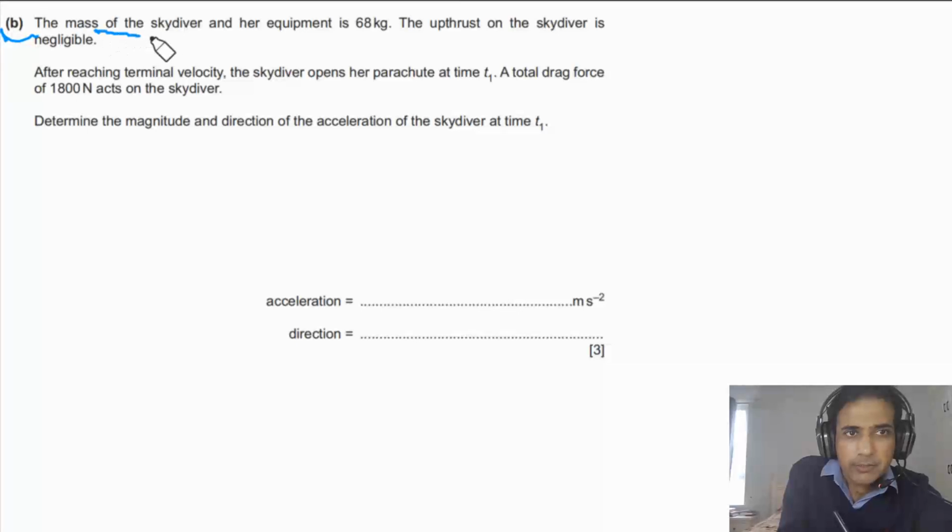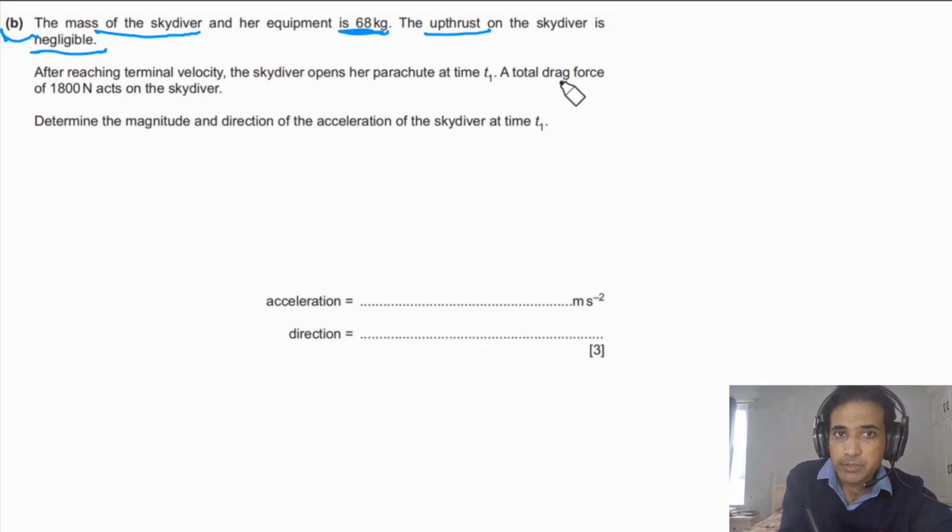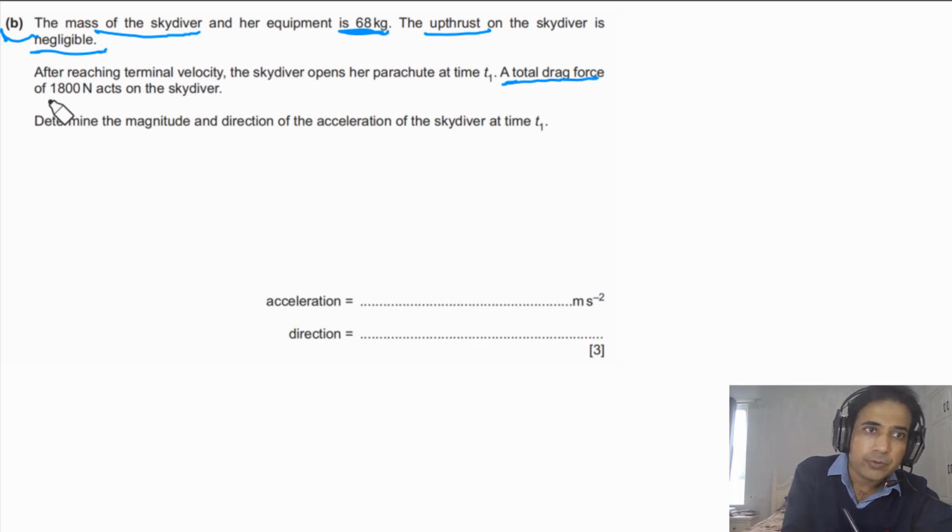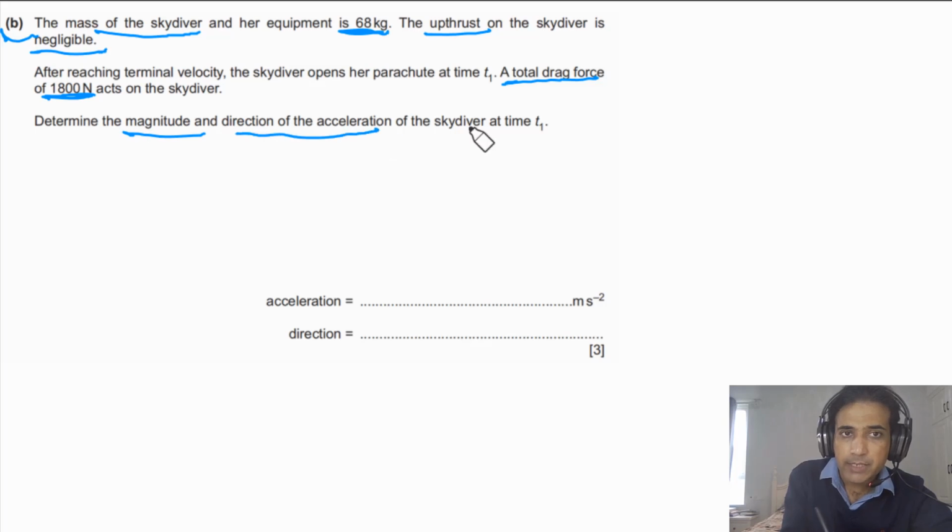Part B says the mass of the skydiver and equipment is 68 kgs. The upthrust on the skydiver is negligible. After reaching terminal velocity, the skydiver opens her parachute at time t1. A total drag force of 1800 newtons acts on the skydiver. Determine the magnitude and direction of acceleration of the skydiver at time t1.